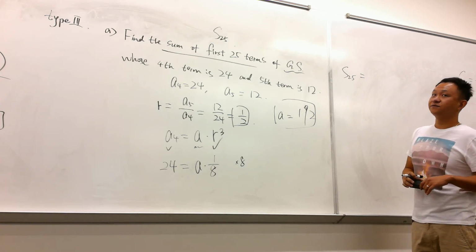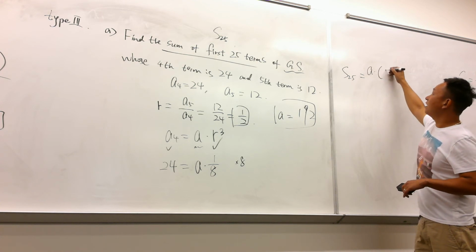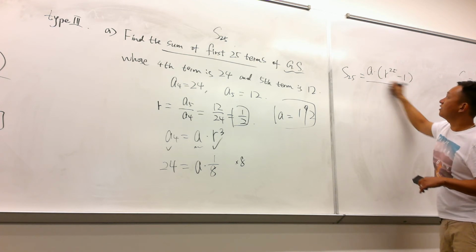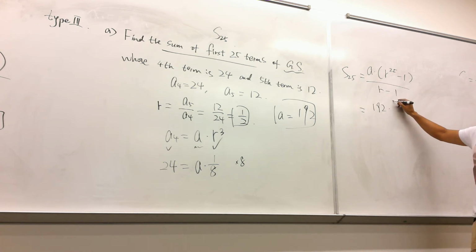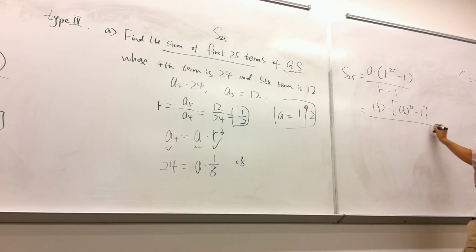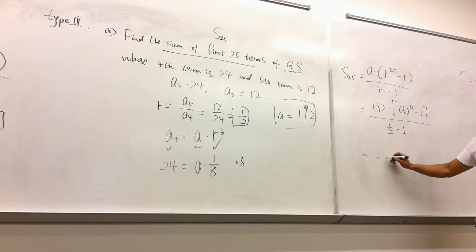I sub 25 equals A times R to the 25 minus 1 over R minus 1. Exactly. So A is 192 times, what is R, guys? R is 1/2 to the 25 minus 1, and then over R again, 1/2 minus 1. 1/2 minus 1 is negative 1/2. Multiply the reciprocal, you have negative 384 times that thing, 1/2 to the 25 minus 1. And that's your final I sub 25.